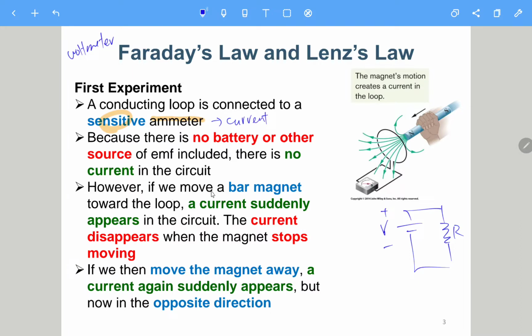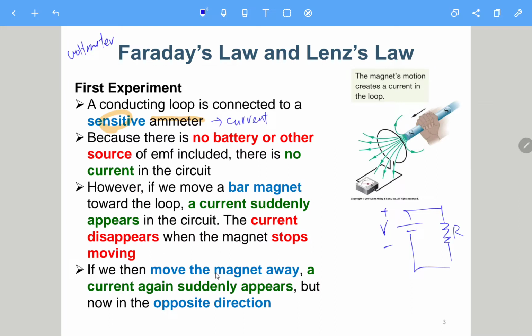Okay, however, if we move a bar magnet towards the loop, a current suddenly appears in the circuit. The current disappears when the magnet stops moving. So initially we don't have this one, and then we hold a magnet bar and put it close to this loop. Then suddenly there will be some current going through this loop. But if we still hold the magnet, and the magnet bar is still close to this loop, we don't have any current. The current disappears when the magnet stops, but is still held there.